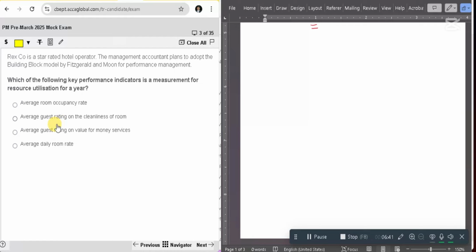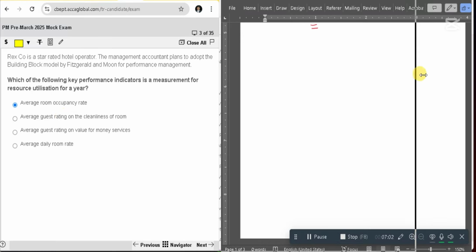So let's see what is there. There you go, average room occupancy rate. Average room occupancy rate means out of the rooms available, say you have 100 rooms in a month, 30 days, so 3,000 room nights are available. Out of 3,000 room nights, how many room nights occupied? This is what you call room occupancy rate, right?